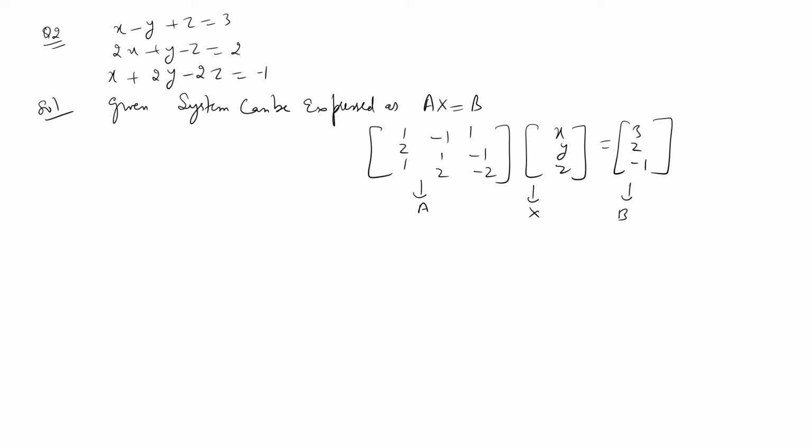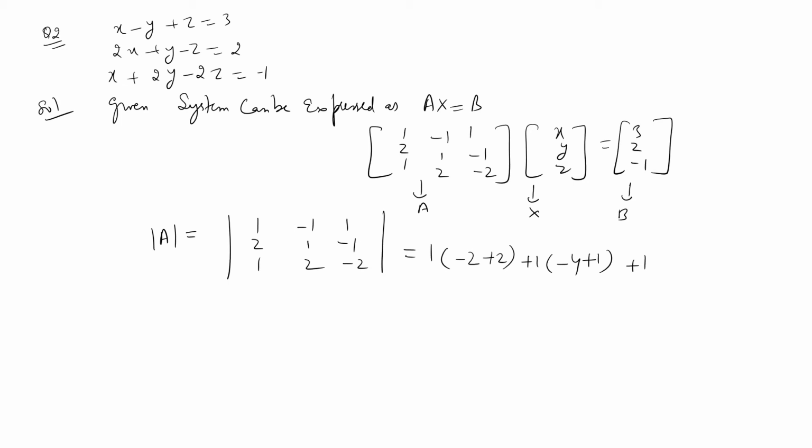Okay? So firstly I need to check my determinant. So it is 1 2 1, minus 1 1 2, 1 minus 1 minus 2. So the determinant here is minus 2 plus 2, and this is plus 1 is minus 4 plus 1, here it is 4 minus 1. So it is 0 minus 3 plus 3, which is 0. So determinant A here is 0. This implies A is a singular matrix. So that means the inverse method will not work here.